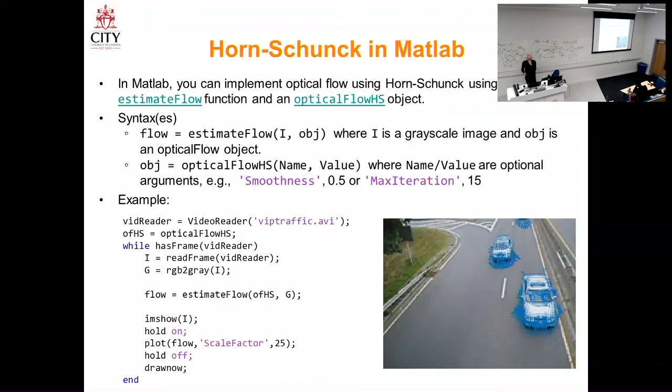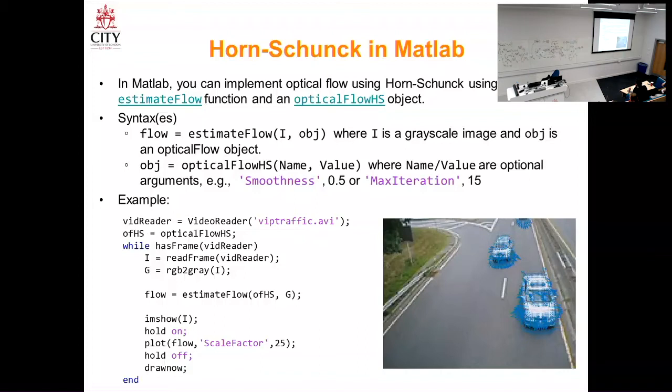Okay, so if you want to do this in MATLAB, it makes it super easy for you. You don't have to solve partial differential equations by yourself. MATLAB has already done it for you. All you have to do is call this estimate flow function using an optical flow HS object. So HS stands for Horn-Schunck. These are the guys who invented this approach. So here's how you might use it. So you can call this estimate flow function. You pass in the current image, and you have this object.